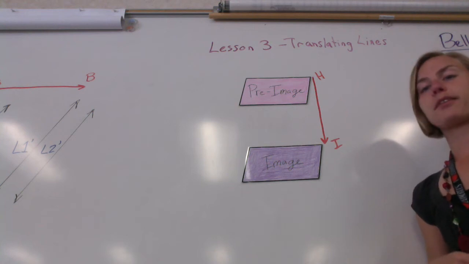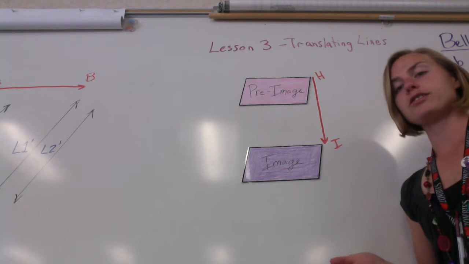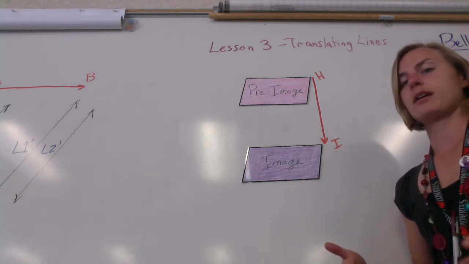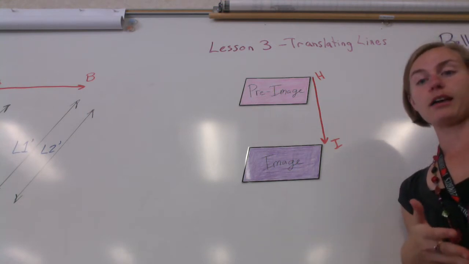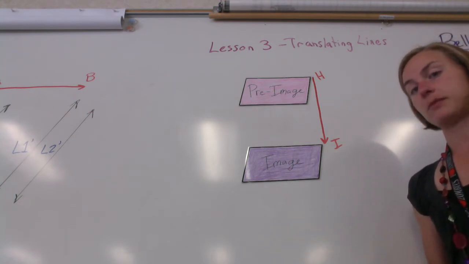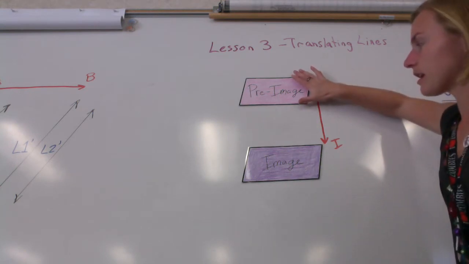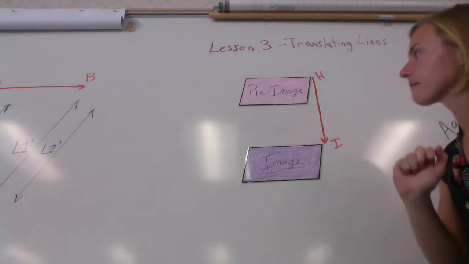All right, lesson 3 is about translating lines. Last time we learned about translating shapes, and now we're just going to look at what if we translated a specific line. Okay? Now, there are lines in shapes, so we can take a look at lines being translated just by even looking at the shapes that we translate. So let's say I translated this pre-image to become this image by the vector hi.